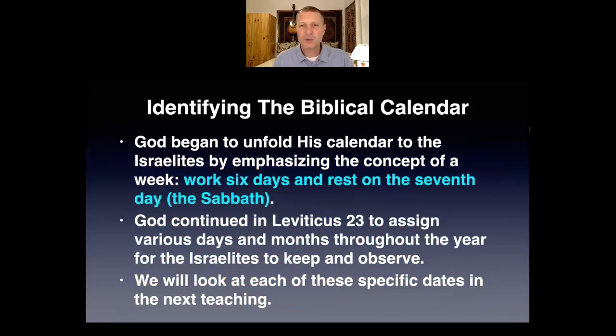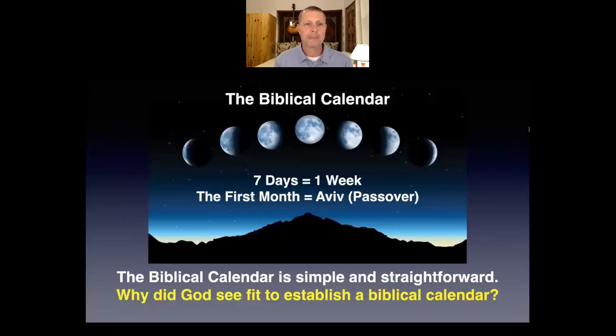So God began to unfold his calendar to the Israelites, first by giving them the month, but then by emphasizing the concept of a week. Work 6 days and rest on the 7th day, the Sabbath. A 7-day week. God continued in Leviticus 23 to assign various days and months throughout the year for the Israelites to keep and observe. And we're going to look at these in more detail in the next teaching.